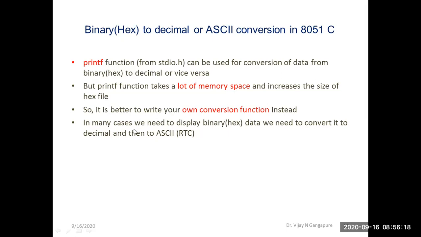Okay, so in many cases we need to display binary data, we need to convert it to decimal and then to ASCII. Whatever commands you give to an embedded system, whatever that embedded system will display on its display, will be in ASCII. So whatever internal binary numbers we have, we have to ultimately convert to either decimal or ASCII so that it can be displayed properly on the display of the embedded system, that is the application.